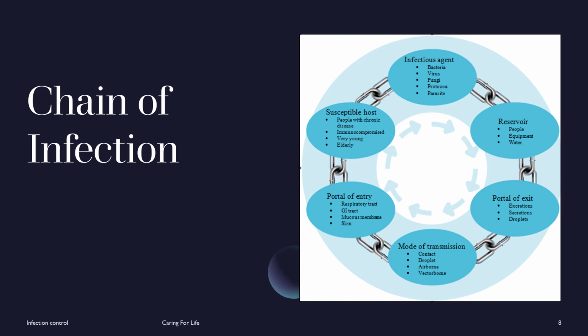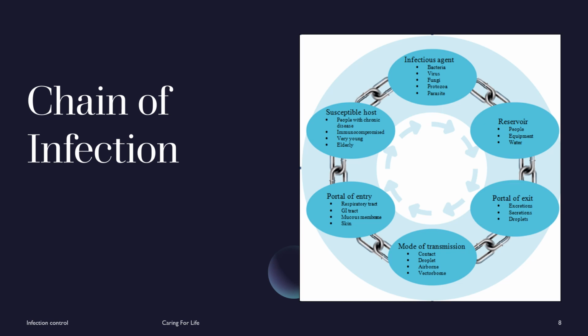Then you have your portal of exit. This is how that pathogen is getting out of the body. There are numerous ways it can go out of the body: through your respiratory tract, so you can cough, sneeze, even talking; through your GI tract, whether it's through stool or vomit. A portal of exit could also be through broken skin, coming out that way.